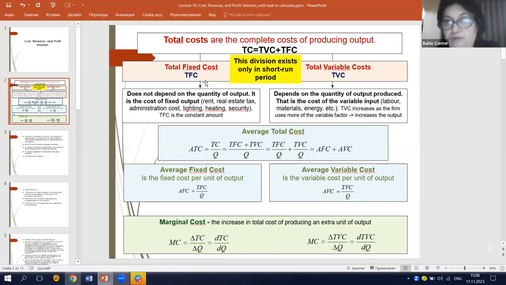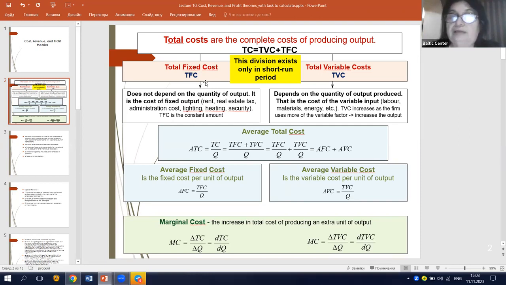The total fixed cost does not depend on the quantity of output. I just remind you because we had this topic just twice here, and I also gave you the tasks with solutions. The total fixed cost doesn't depend on the quantity of output. It is rent, real estate tax, administration cost, lighting, heating, security. So it's a constant fixed amount.